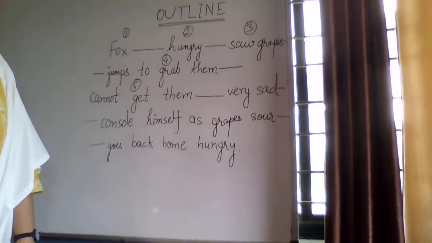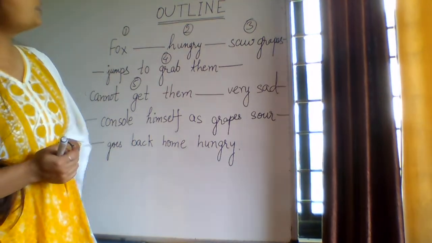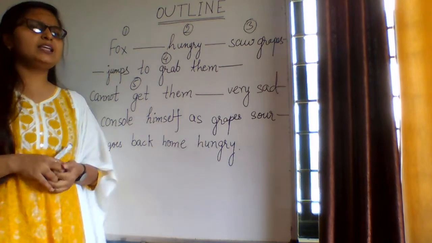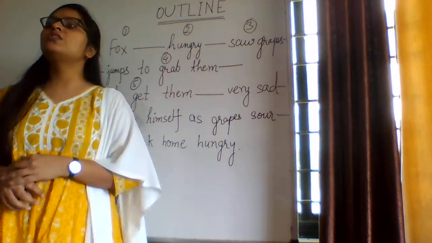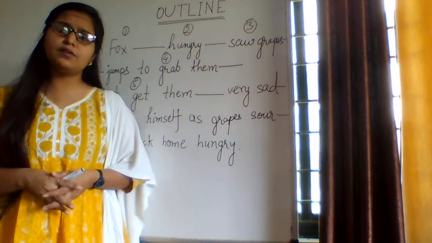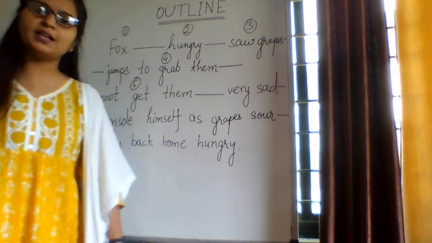I hope this is clear. And this is how you write the story. And you try to write dialogues also. The fox became very sad, and he said to himself, Foxy, no matter what, the grapes are sour, so even if you would have got it, you couldn't eat. So this is how you're going to write the story.